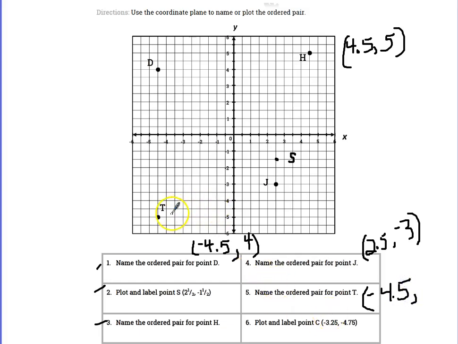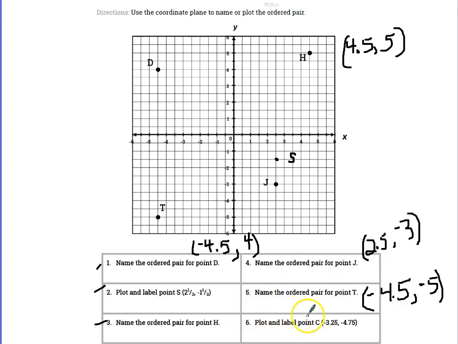And now I need my Y. So I'm going to go back to this point. I'm going to follow along the horizontal line, and I see that my Y is negative 5. Okay, so I have my ordered pair plotted for point T.